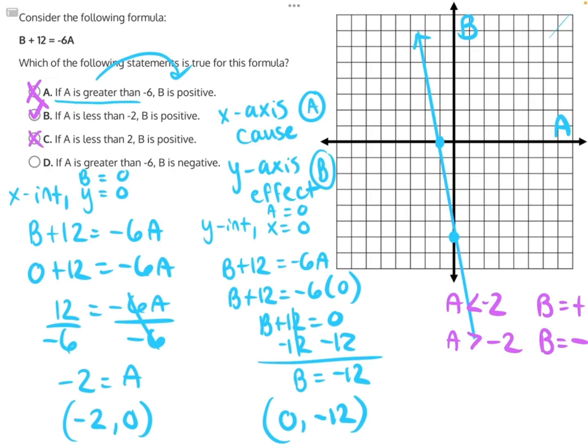D says if a is greater than negative 6, right here, then b is negative. Again, when we are greater than negative 6, we are starting positive and then becoming negative. We're not negative or positive the whole time, which means D is incorrect, and B is our correct answer.